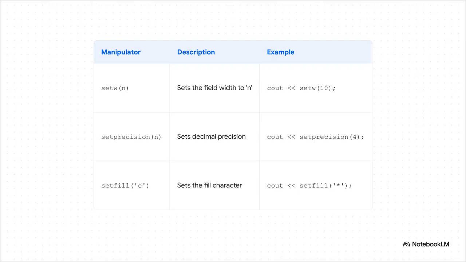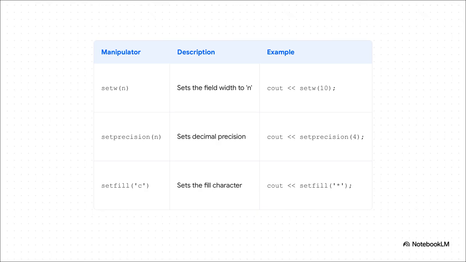All right, let's break down the three most common tools you're going to get from iomanip. First up is setw(n). This lets you set the width for the very next thing you print out. This is the secret sauce for creating those nice, clean, aligned columns. Next is setprecision(n). This one is an absolute must-have for floating point numbers because it lets you control exactly how many decimal places you want to show.